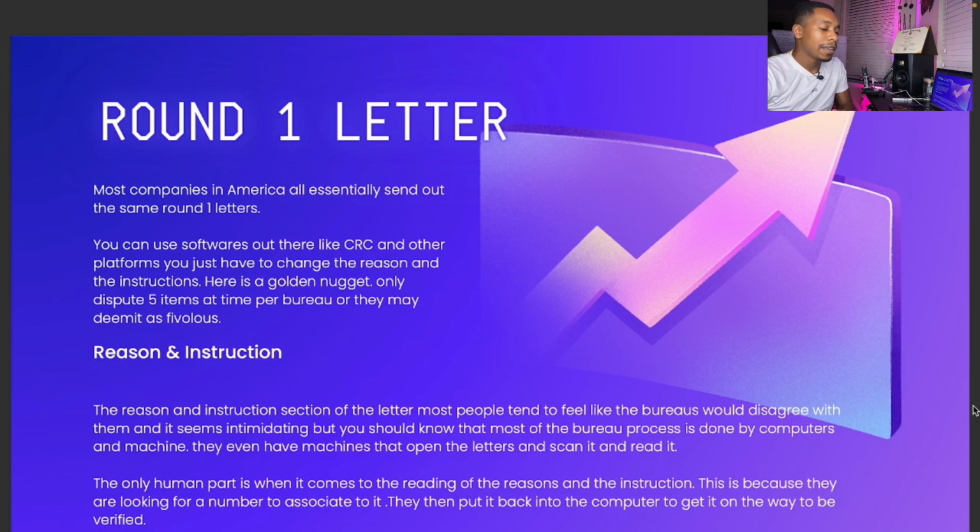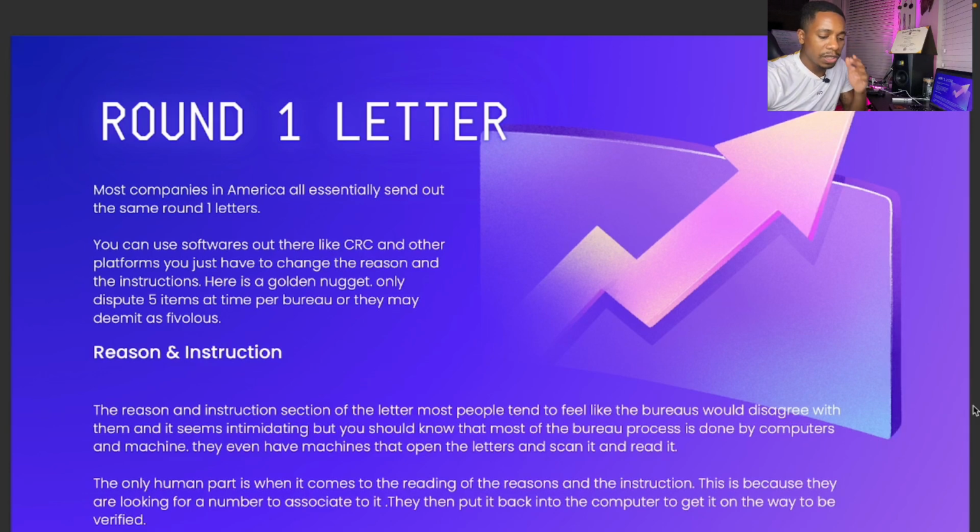But here I want to drop a golden nugget that most people may not be aware of. You want to make sure to dispute just 5 items at a time per credit bureau. Because once you do more than that, it just seems frivolous. You're sending in so much at one time, and you may not get the results that you're seeking right away. So take your time with it. Do 5 items at a time per credit bureau.